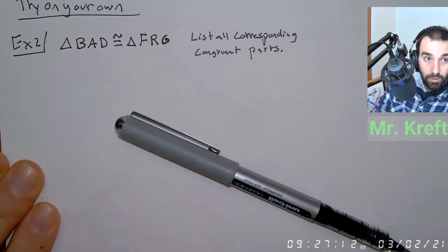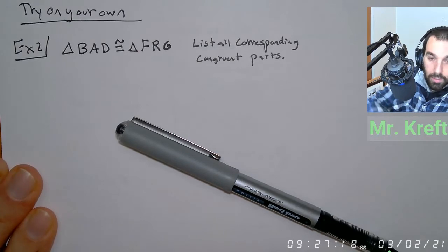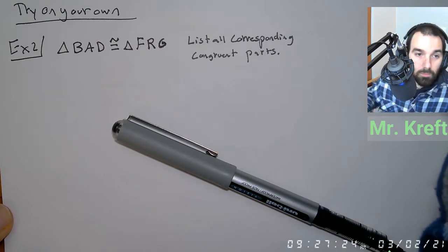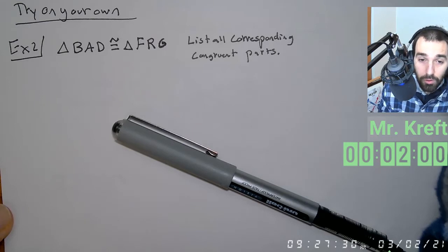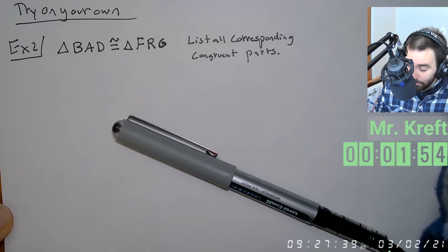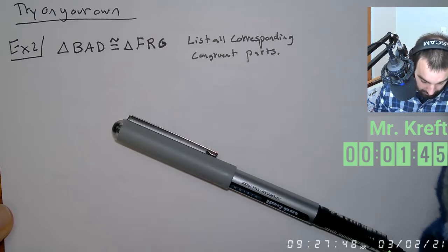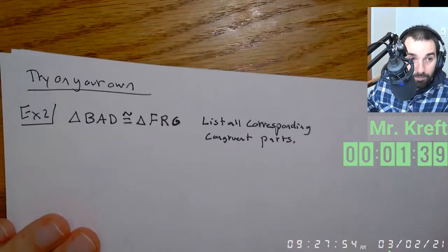So I'm going to give you guys some time to do this. Give me a second. I'm going to get a little timer up. I think this will take 2 minutes max. Okay, so let me put that timer up for you. I want you to list all the corresponding congruent parts. Let's go. There's going to be a list of 3 corresponding congruent angles and 3 corresponding congruent sides.